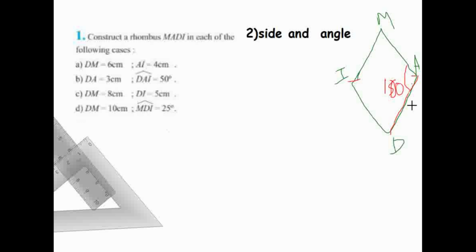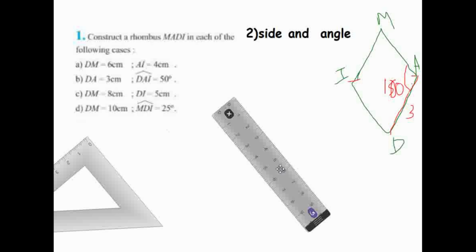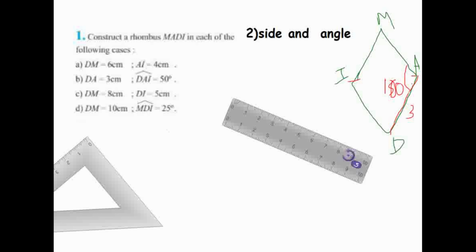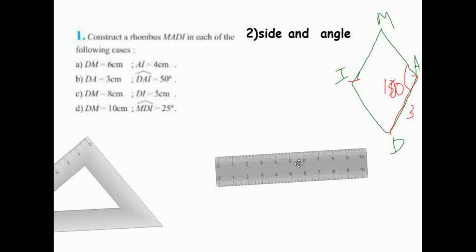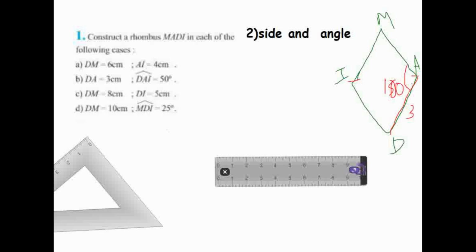So DA is equals to 3 centimeter. This angle A is 100 degree. Okay, and of course all of the other sides are also 3 centimeter, because all the sides in a rhombus are equal. So we will be starting with the side. Okay, so you can start with the side in an inclined way, or you can start it in a horizontal way. It doesn't really matter as long as you are working with the correct numbers and the letters are in the order in MADI.